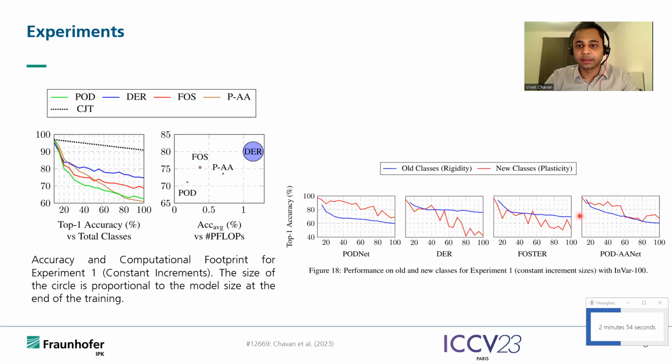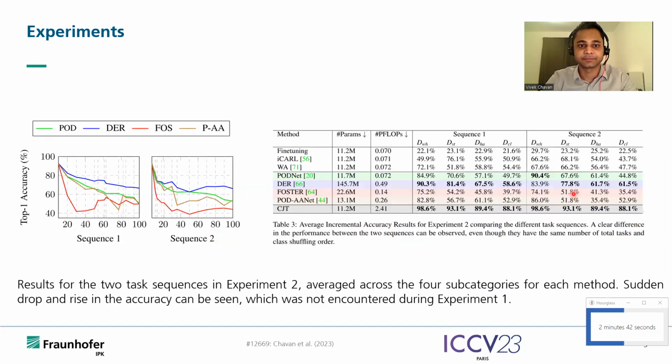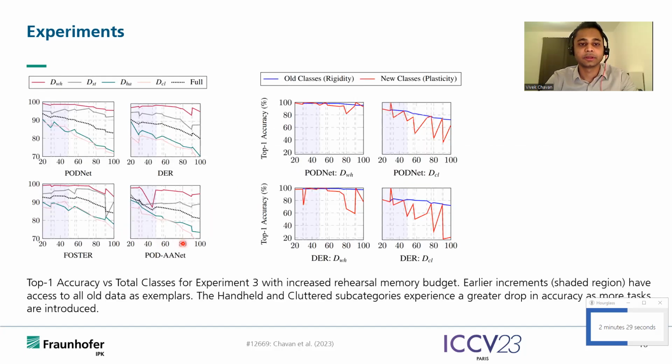For example, as you can see in one of the experiments, looking at old and new class data provides a better picture of what method remains rigid and what method remains plastic. When we change the sequences, we observe that there are some sharp fluctuations and a variance in the results, which was not seen during constant increments.